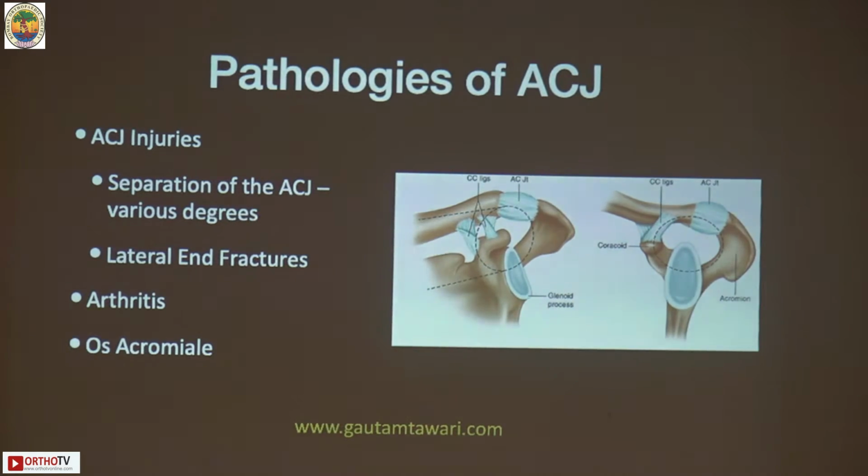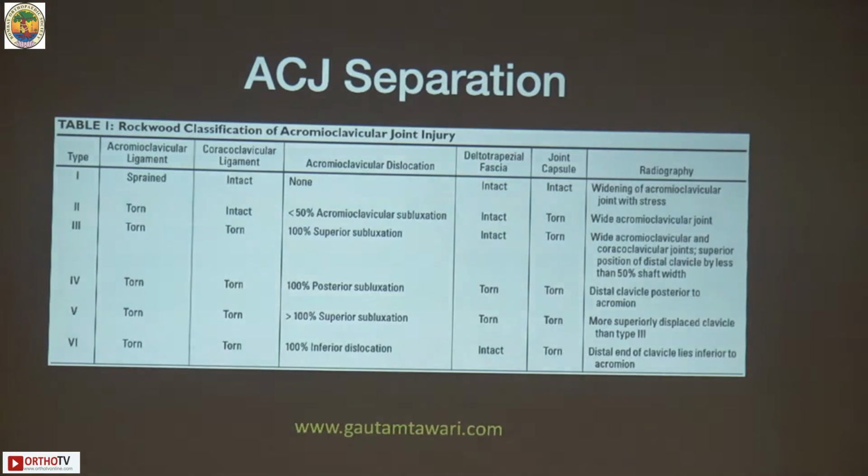So let's go to the first one, which is the most important one and we see most often, which is the AC joint separation. This is the Rockwood classification of the AC joint separation. It's got 6 categories. The first 2 categories are a partial injury to the capsule. The third category is 100% injury to the capsule, but it is a reducible or a non-reducible pathology depending upon which kind of grade 3 you see. Grades 4, 5, 6 are associated with coracoclavicular ligament injuries and displacement of the clavicle.